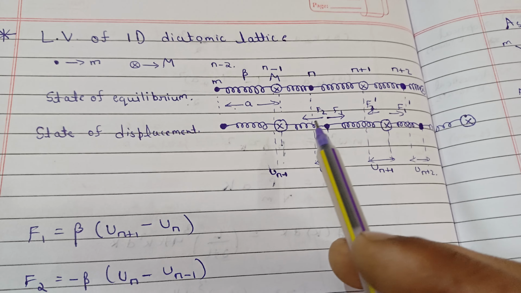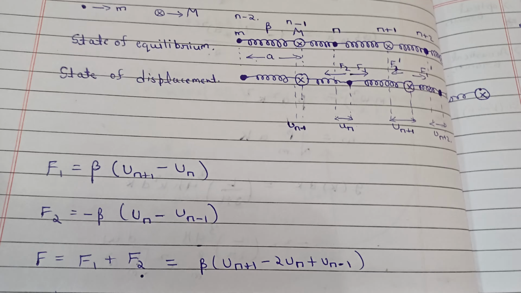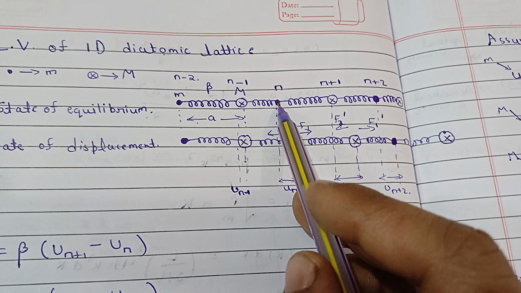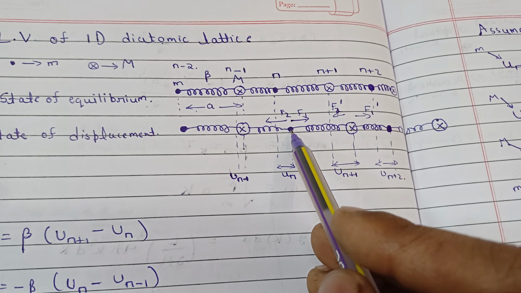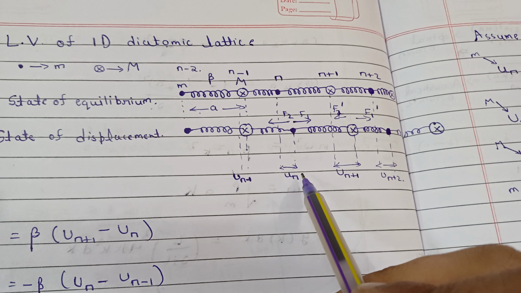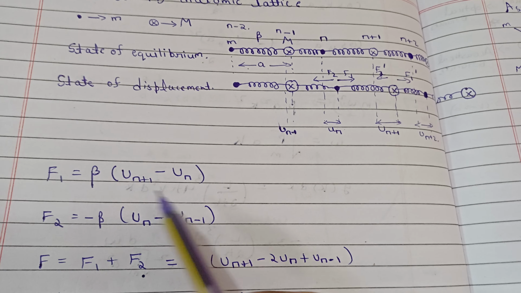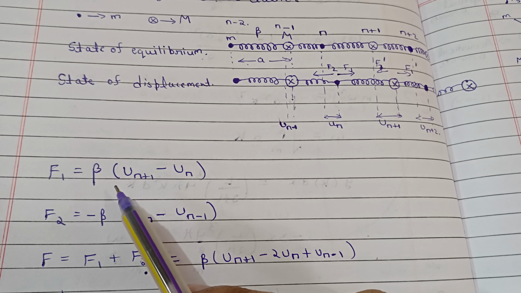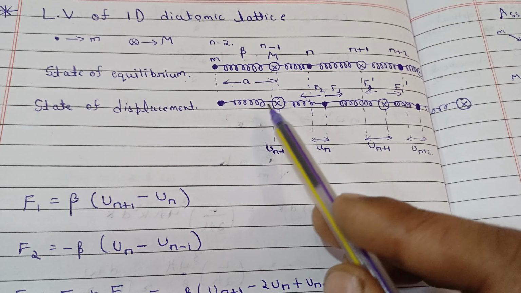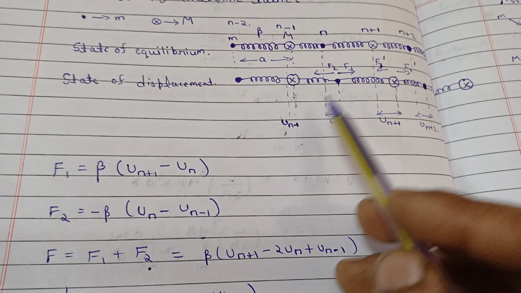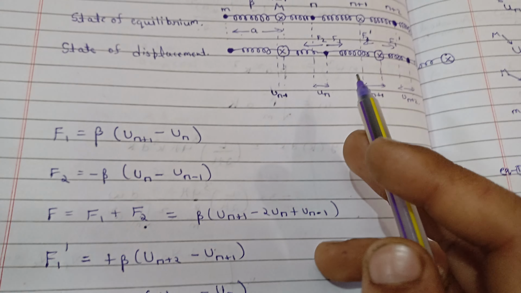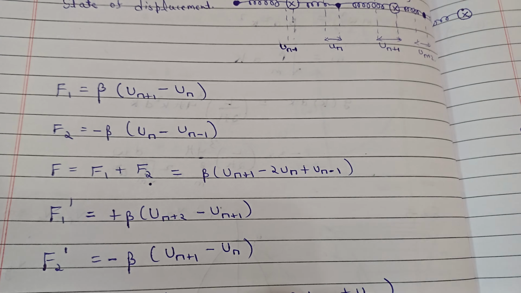In 1D, just as we did in the previous one, we find the equation by taking this as the reference particle. From here we can see force F1 acts on this side, F2 acts on this side, and the displacement is also on this side, so un plus 1 minus un is the displacement. F1 equals beta times this, where beta is the spring constant, or force constant. F2 is in the opposite direction, so we get a negative sign, and the displacement is un minus 1. Now for the nth particle, the total force is this.